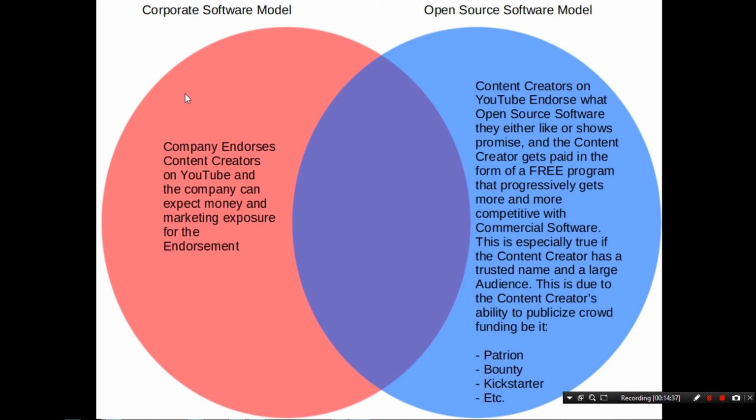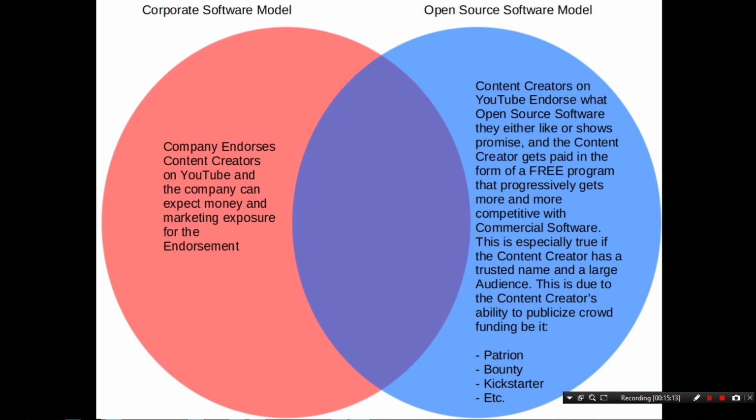So with the corporate software model, the company endorses content creators on YouTube, and the company can expect money and marketing exposure for the endorsement. Once a YouTuber gets something like 10,000 to 1 million subscribers, a lot of times the YouTuber can either approach a company, or the company can approach the YouTuber and say, hey, we'll give you something for free if you do something like an unboxing or a product review. And if your channel is big enough, they'll not only say, hey, we'll be willing to give you a Cintiq, but also offer you something like $600 for just one video. And so that's pretty cool.